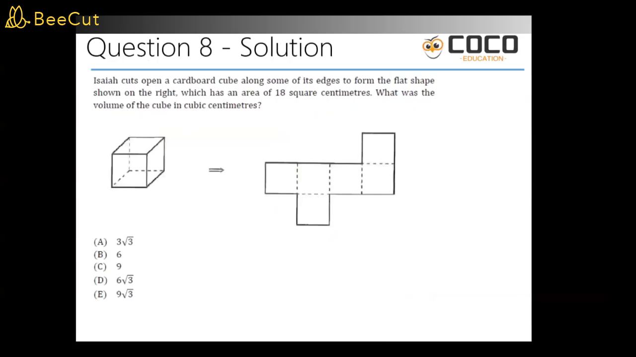Now, question 8. The surface area is 18. So divide by 6. We can find that for each of the squares here, the area equals 3 cm squared. Then we will find the side length of the square. So one side of the square will be square root of 3, because we know square root 3 times square root 3 equals 3.